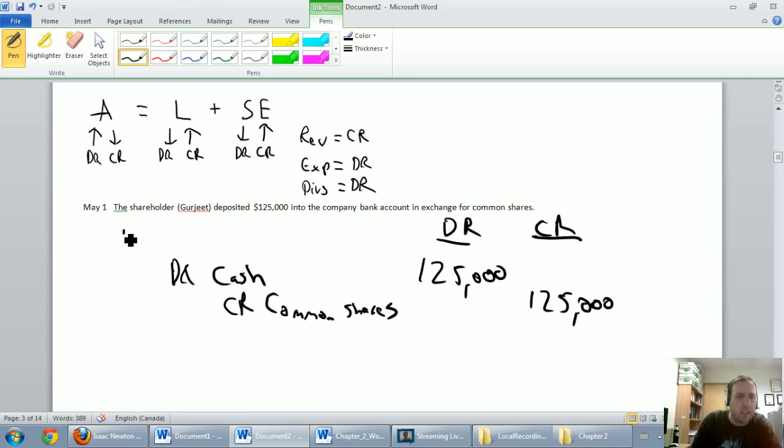We haven't dated it yet, so let's date it May 1st. And the other thing we're missing is description. And I'm not going to do descriptions for any of these journal entries for the simple reason that I could simply rewrite this sentence. The shareholder deposited 125 grand into the company bank account in an exchange for common shares. I'm not going to rewrite that sentence, but that's what you could write. The shareholder deposited 125 grand for common shares. There, you've got your description.